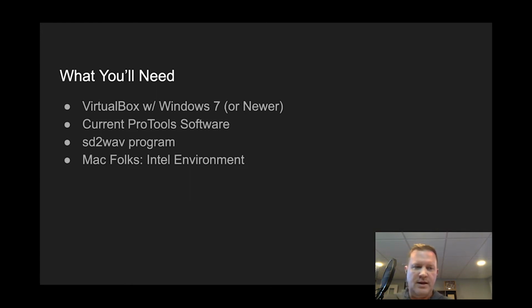And the last thing is, this is for all you Mac folks, this was specifically for an Intel platform. So I have an older version of a MacBook Pro, and it is running the Intel processor. The SD2WAV program, Windows 7, VirtualBox all requires the Intel processor and its virtualization capabilities. If you've moved to an M1 environment, I suggest you go purchase an older MacBook Pro or get an Intel environment where you can run through this.